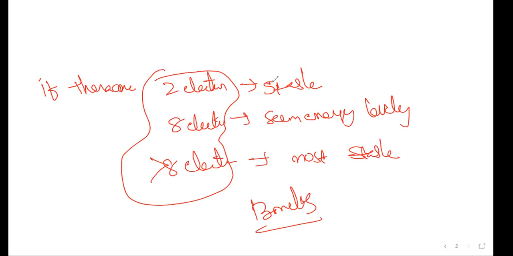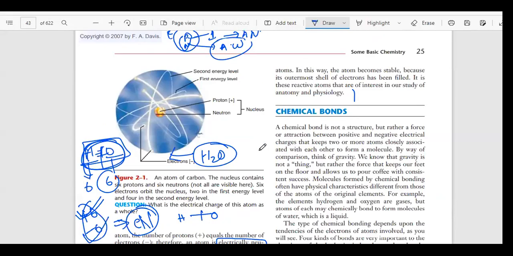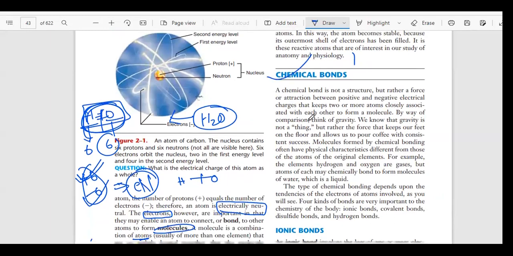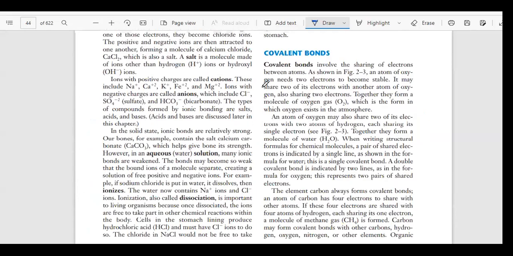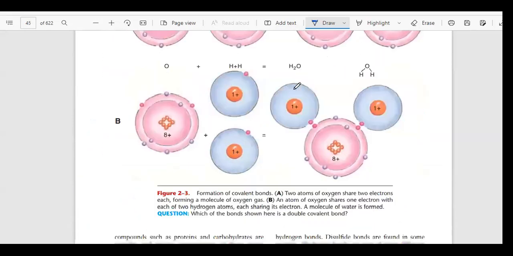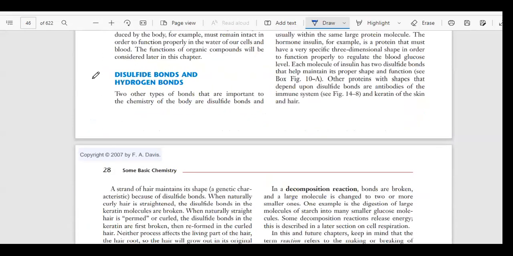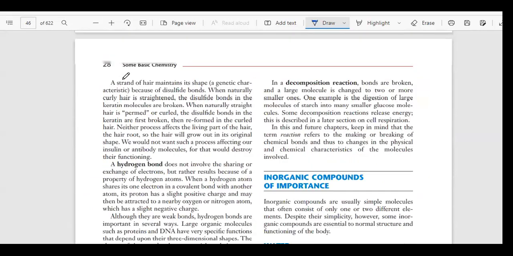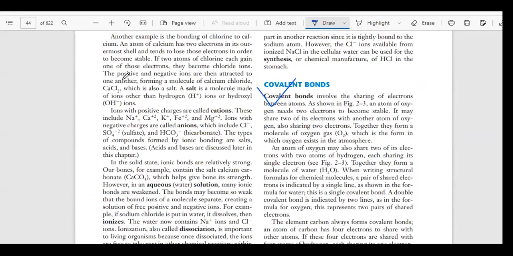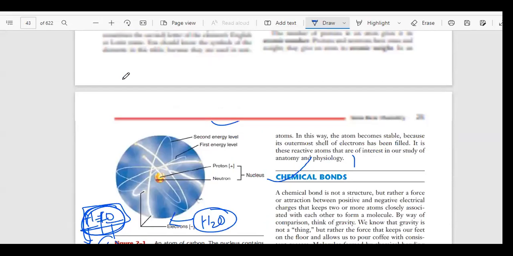So we will see how many different types of bondings there are. We will talk about the chemical bonding, ionic bonding, covalent bond, disulfide and hydrogen bonds. So the bonding depends upon the proton, neutron, and electron.